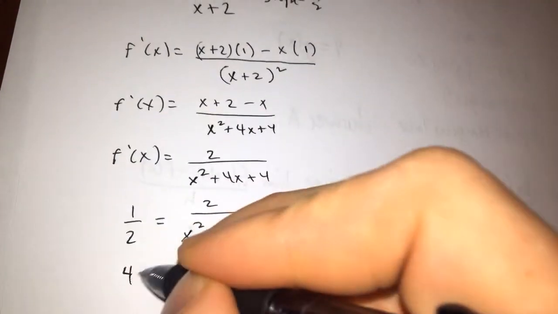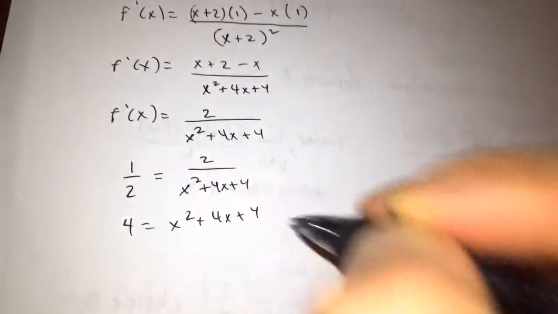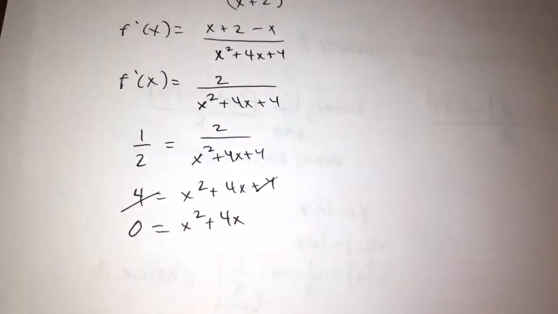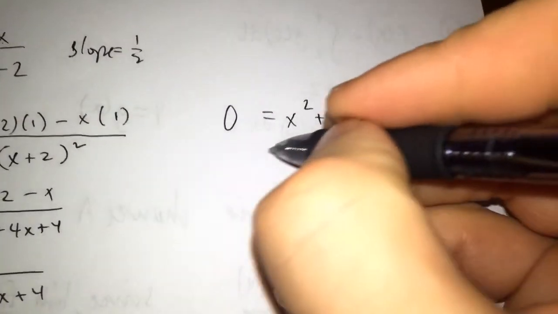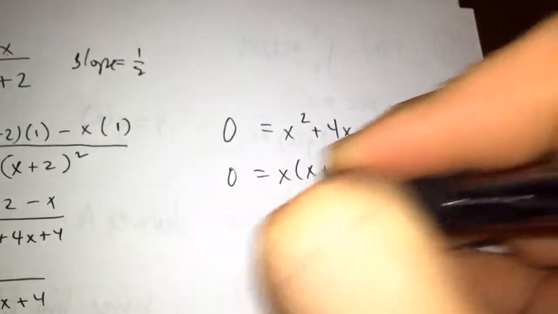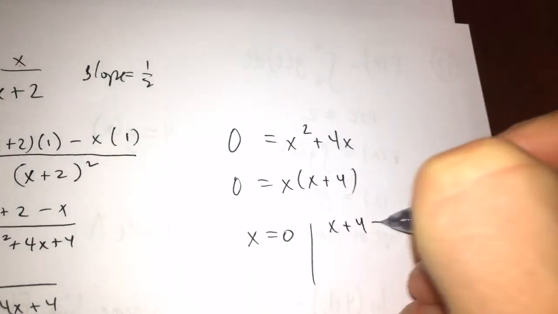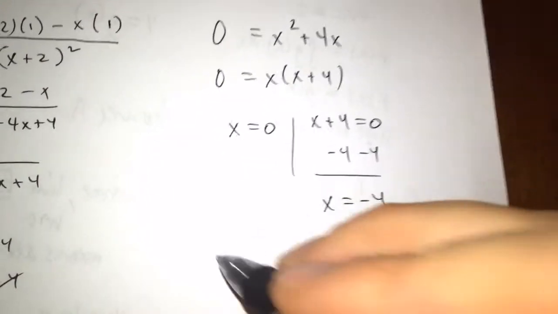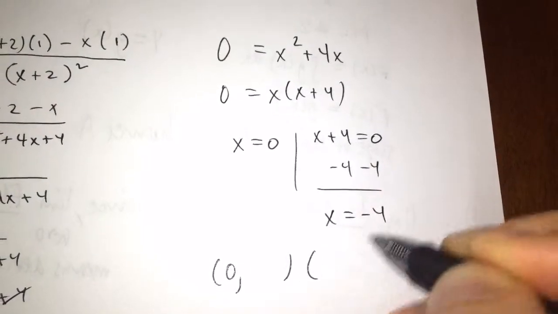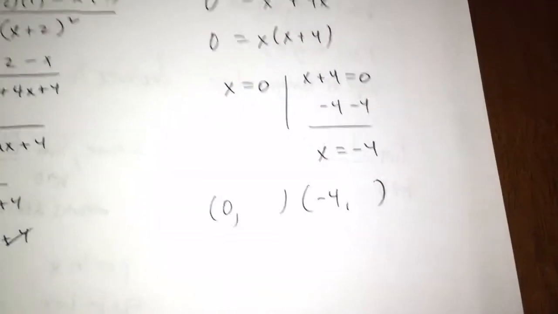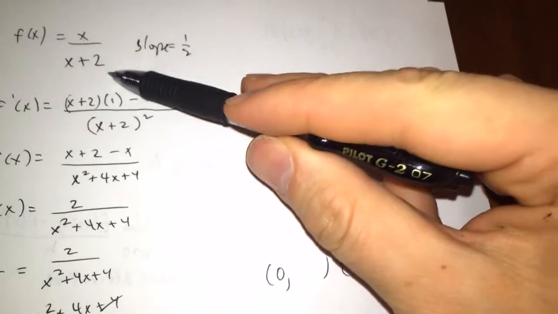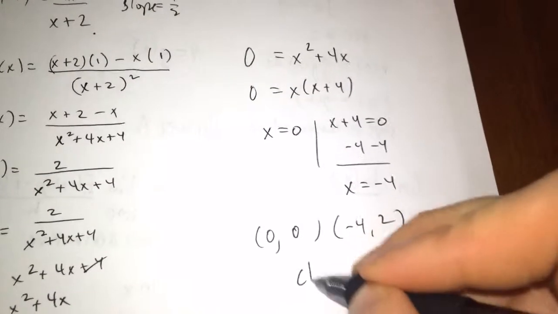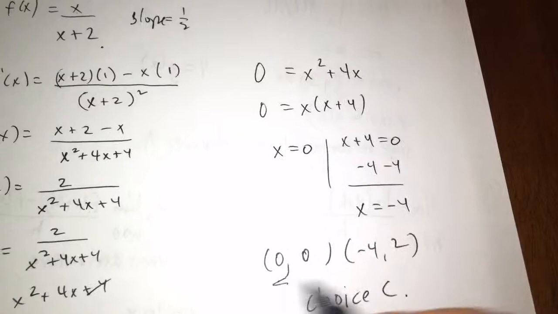And cross multiply, I get 4 equals x squared plus 4x plus 4. Subtracting 4, you have 0 equals x squared plus 4x. These essentially just cancel out. Solving this equation, you have x times x plus 4, and you're going to set both of these equal to 0. x plus 4 equals 0, minus 4 on both sides, x equals -4. What this means is that that's the x value of one point, and this is the x value of the other point. I would go on and plug this into the original to find your y value. But in this case, it looks like choice C is the only one that has these x values.